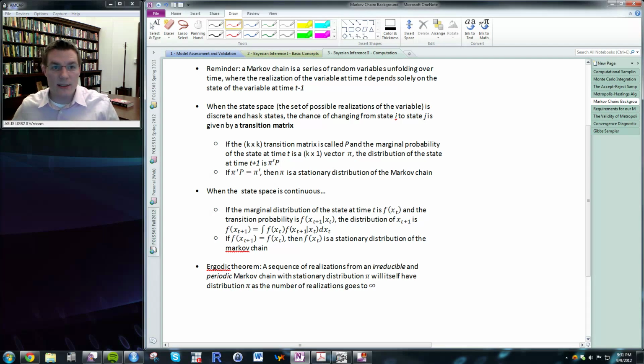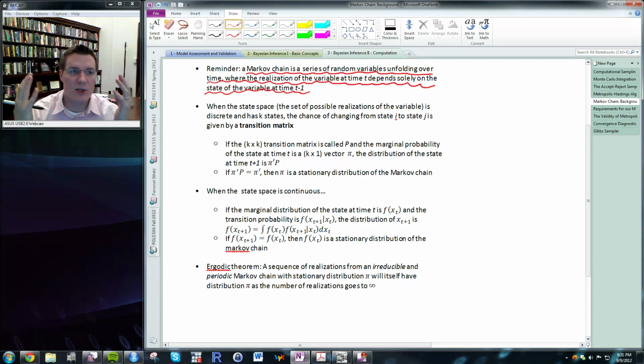So as we already discussed, a Markov chain is a series of random variables unfolding over time. And the present state, the future state, the next period state of the Markov chain only depends on its present state. That's the primary property of a Markov chain.